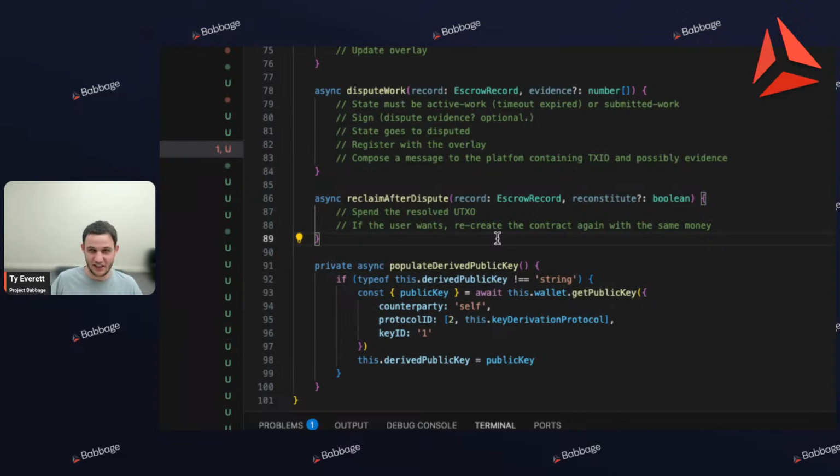So you dispute and you go to the platform, and the platform says, yep, looks like they didn't deliver it in time. You get your money back, right? You get your money back, and I get a fee for disputing. The platform gets a fee for mediating the dispute. In that case, the contract with that particular entity is resolved.